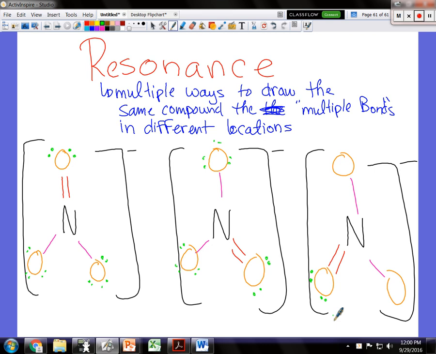So that's what resonance means: multiple ways to draw the same compound with the, I guess that's what you're referring to earlier, with the multiple bonds in different locations. Okay, that's essentially what we're doing here, is we're rationalizing how it can be. So with the multiple bonds in different locations.